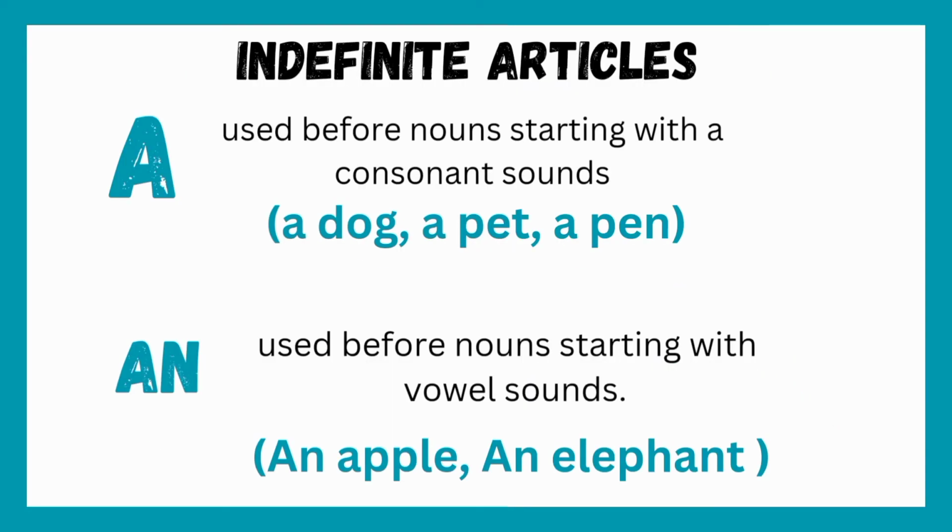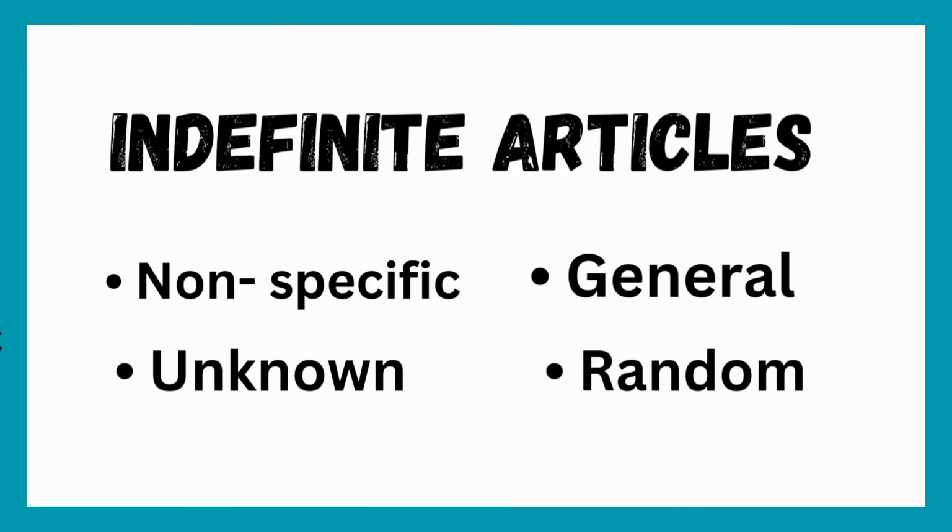A is used before nouns starting with a consonant sound. For example, a dog, a pet, a pen. An is used before nouns starting with vowel sounds. For example, an apple, an elephant. I hope you understand that indefinite articles are non-specific, general, unknown, and random.